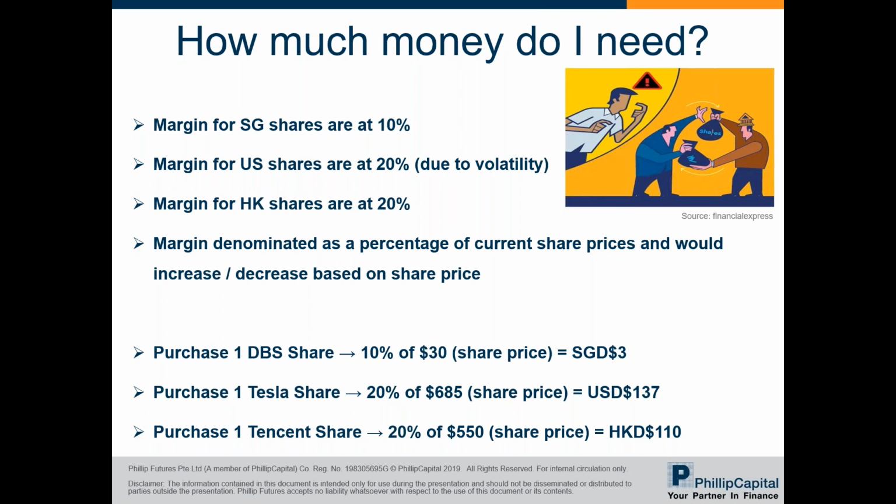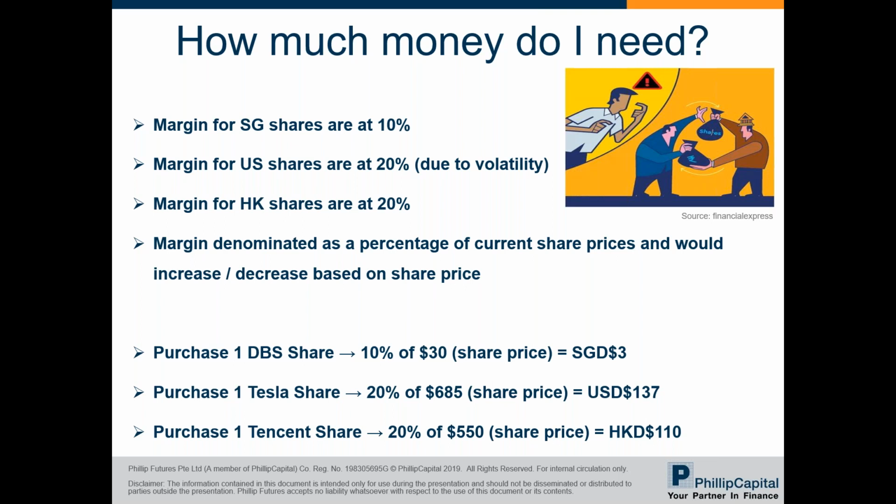The margin for Singapore shares is 10%. The margin for US and Hong Kong shares would be 20% due to the slight difference in volatility. Singapore shares are known to be a little bit more stable, so therefore we have a much lower margin as compared to US shares.